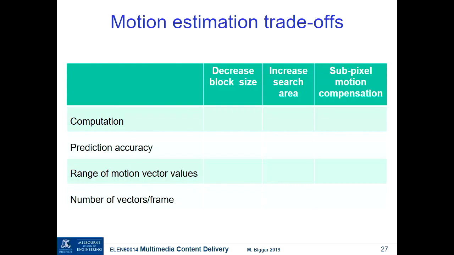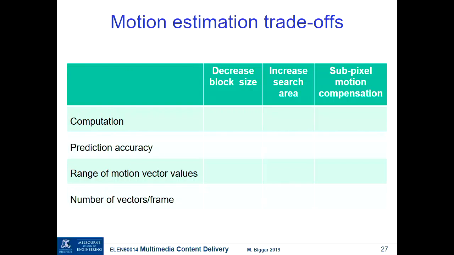What if we increase the search area? Yes, this one. The number of vectors per frame stays the same, right? The size of the motion vectors might change, but we've only got one per block. And if we use sub-pixel motion compensation, does the number of vectors change? No. Again we have more accuracy, so the range of motion vector values increases, but we've got the same number of vectors per frame.